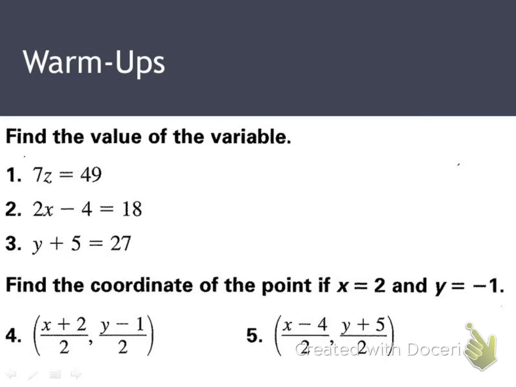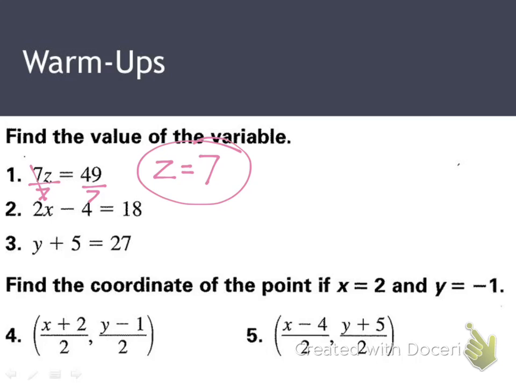In number 1, we have 7 times z equals 49. What's the opposite of multiplying by 7? Dividing by 7. Is that what you were going to say? Okay, good. So we're going to divide both sides by 7. What is 49 divided by 7? 7, and then of course the 7's on the left give us a 1z, or just z, equals 7. Now if you plug 7 back into the original equation, you'd have 7 times 7 equals 49, and that is of course true, so we are good to go on that one.